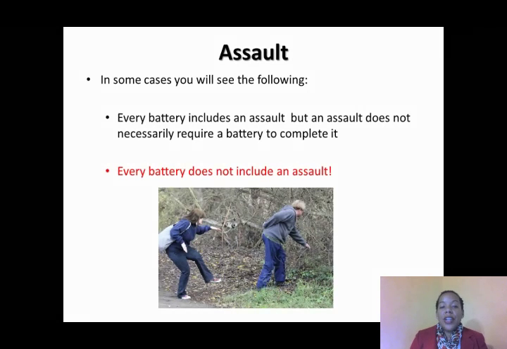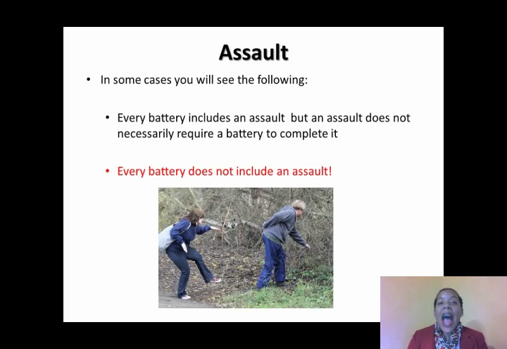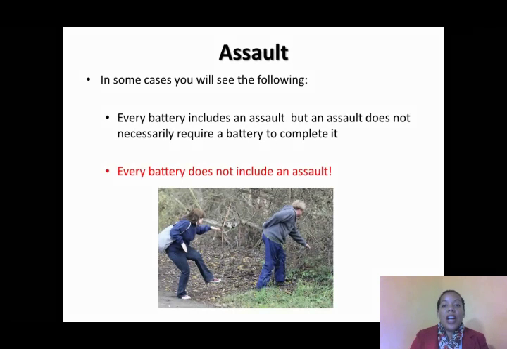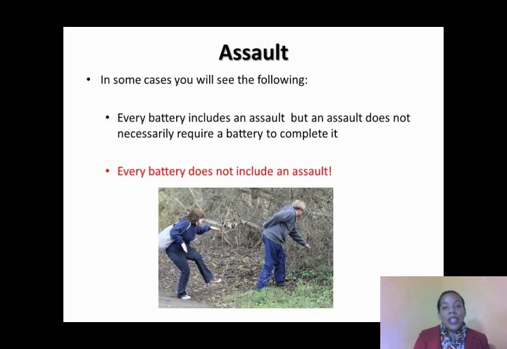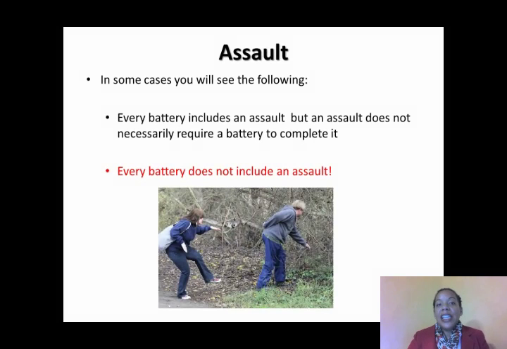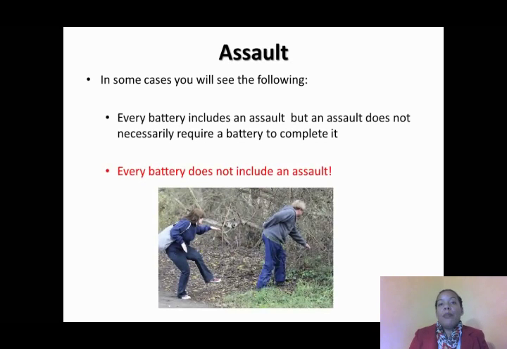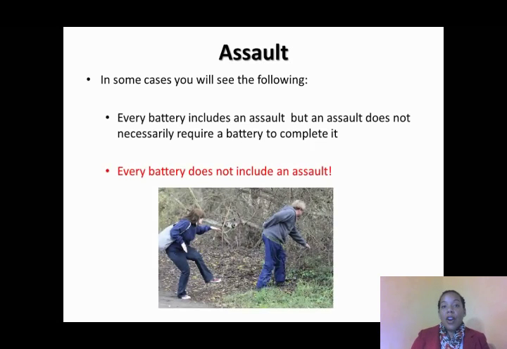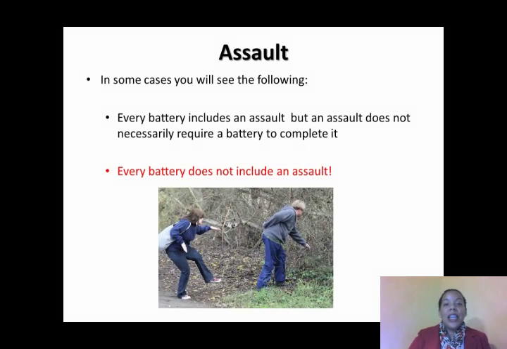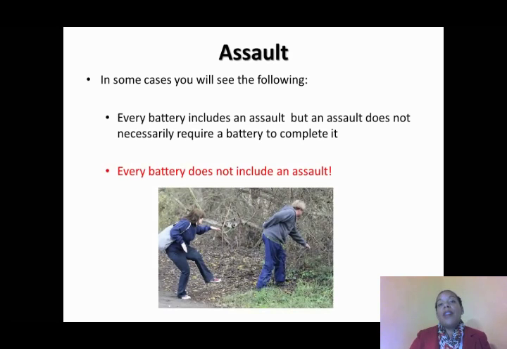Take a look at the picture here. The woman is sneaking up behind the man, intending to cause a harmful or offensive contact, right? This battery, represented by the photo, does not include an assault because he does not have apprehension. He doesn't see her coming. There's no apprehension of a harmful or offensive contact. She can commit the harmful or offensive contact by sneaking up behind him, and he would never have an apprehension, thereby leaving you with a battery but no assault.